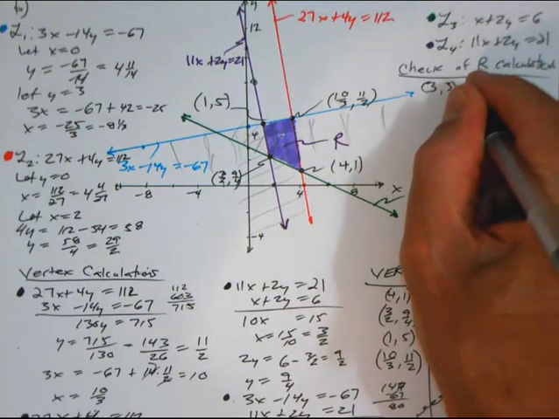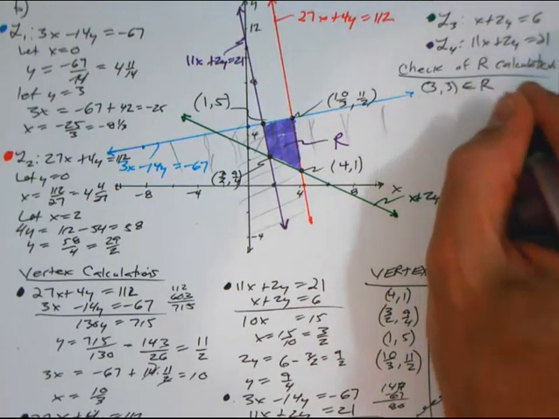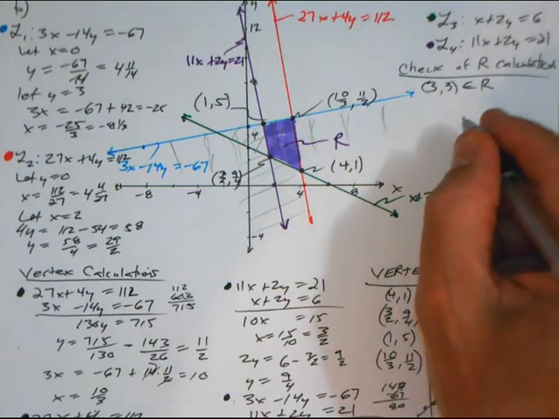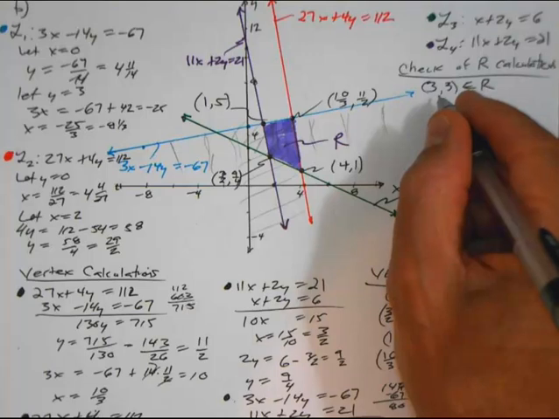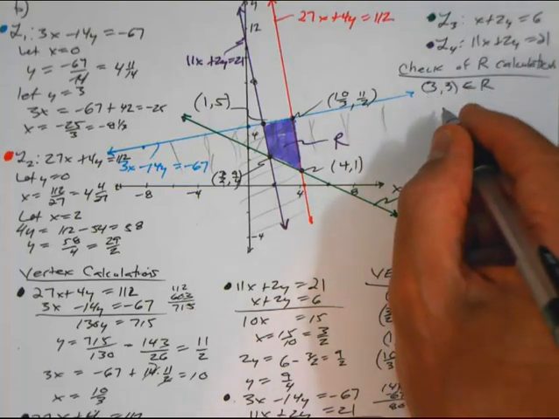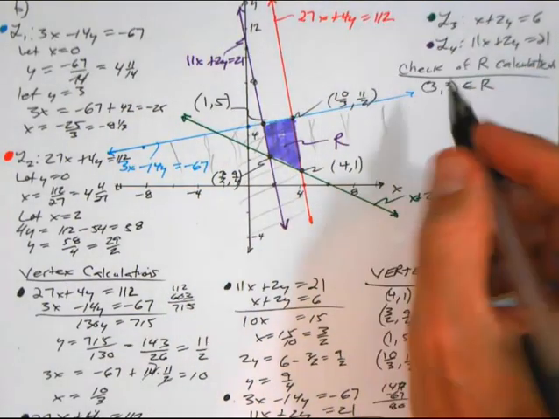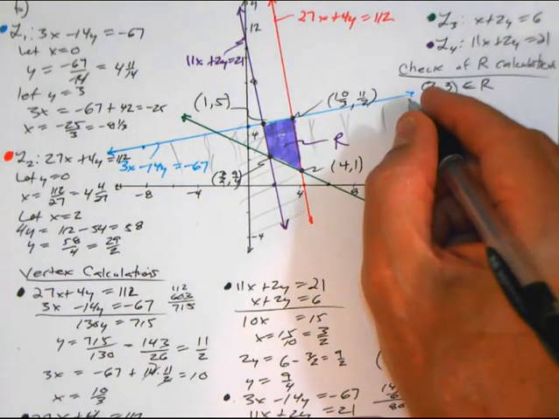We can say (3, 3) is an element of R, like that. And now, if that's the case, what's supposed to happen? That means that this point, when substituted into each of the defining inequalities, must make them true. So let's get started on that.